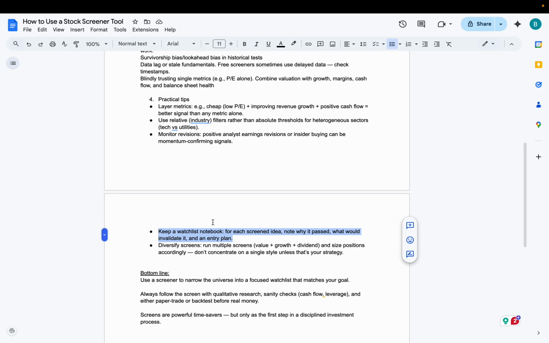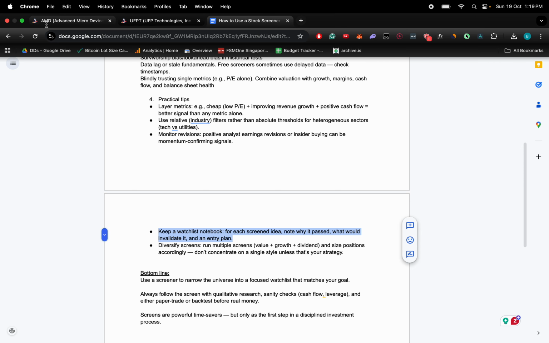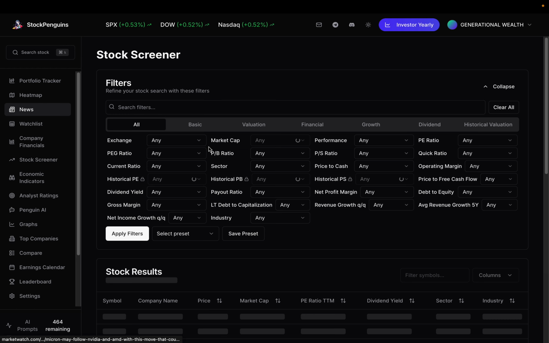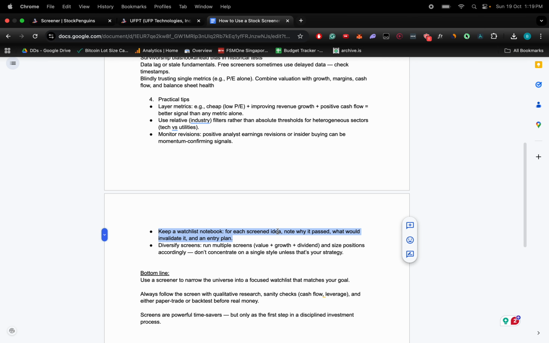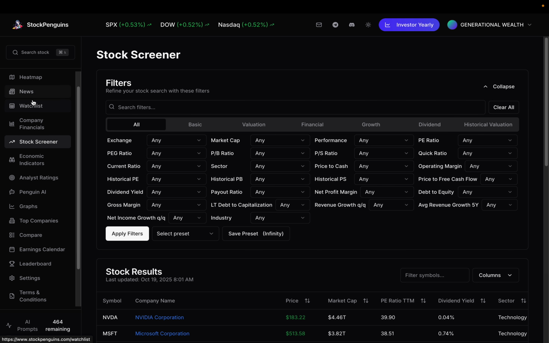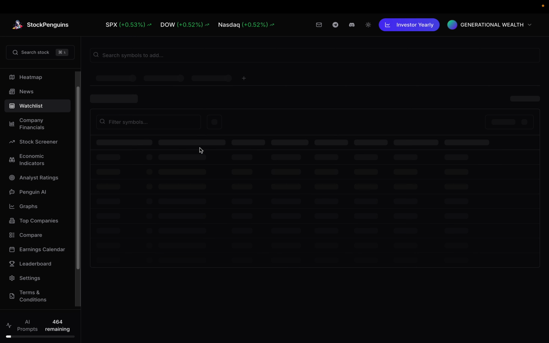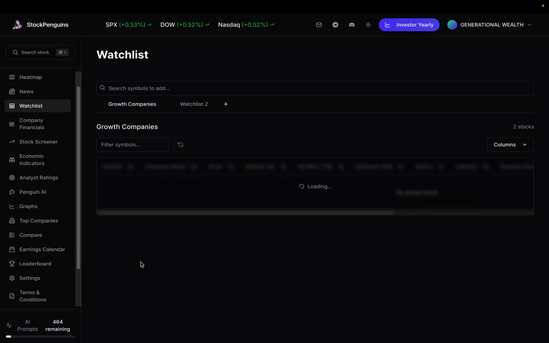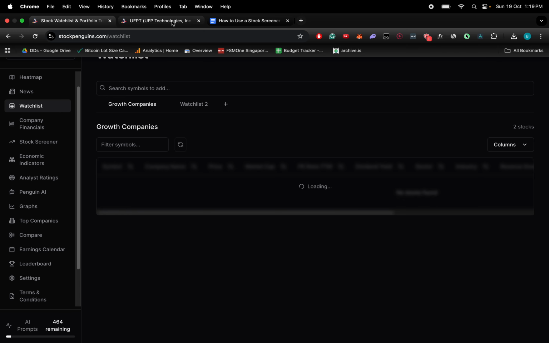And exactly, besides all this research, right, as you come up with a list of companies that you wanted to deep dive further into, and that pass your criteria, always keep them in the stock watch list and keep up with their developments, right? Maybe they could pass the criteria at one point, but the valuations don't really match your buying price right as of now. So always keep them in a watch list, right? StockPenguins has a watch list tool for you to save your research.